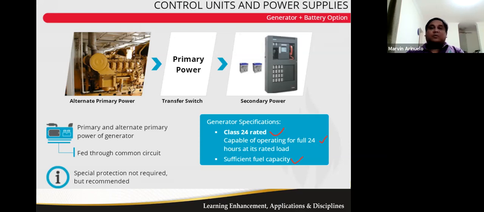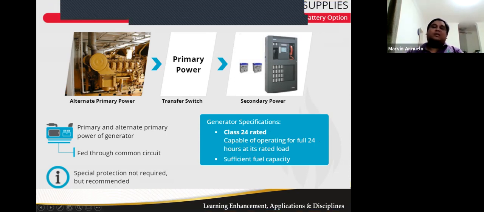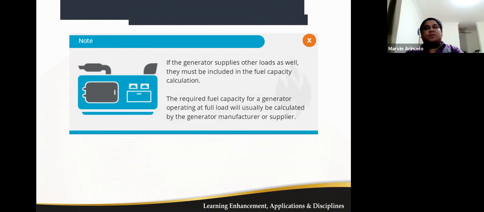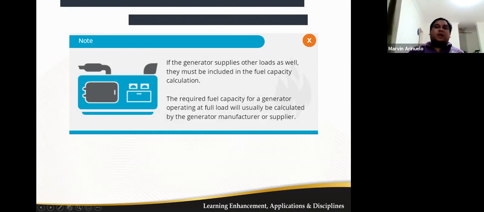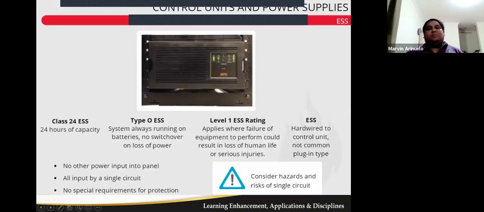If it is used for other purposes, it must also be part of the calculation. It must be added. But for the full alarm mode, minimum 24 hours of operation, and that's the amount of fuel required. Note that if the generator supplies other loads, they must be included in the fuel capacity calculation we discussed. And the required fuel capacity for a generator operating at full load will usually be calculated by the generator manufacturer or supplier.